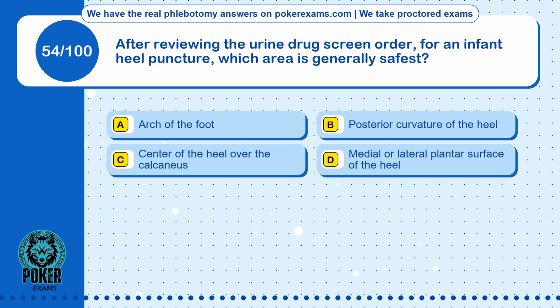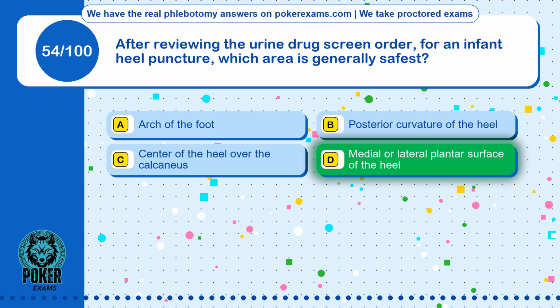Question 54. After reviewing the urine drug screen order, for an infant heel puncture, which area is generally safest? Option A. Arch of the foot. Option B. Posterior curvature of the heel. Option C. Center of the heel over the calcaneus. Option D. Medial or lateral plantar surface of the heel.